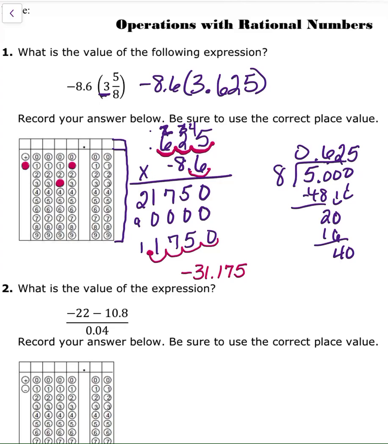So I should have put the 31 up here. So 31 and 175 thousandths. Okay, so you got to make sure you put your negative, and then you got to make sure you put your place values in the right spot.